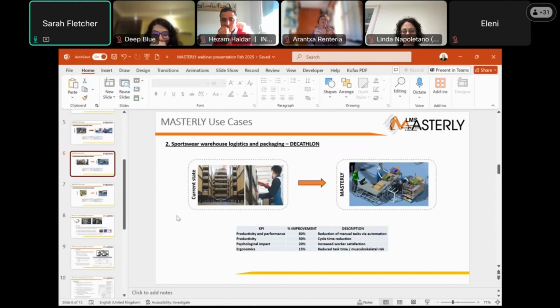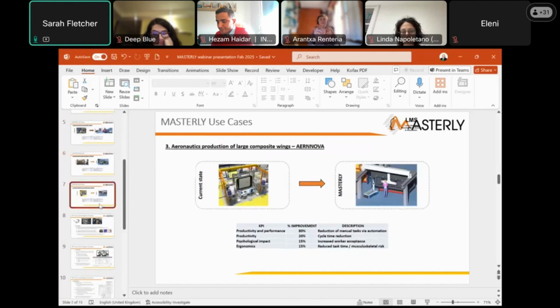And again, we have a productivity and performance target of about 80% improvement by reducing the manual tasks using automation, reducing cycle time, increasing, in this case, worker satisfaction as well as acceptance, and, again, the 15% reduced musculoskeletal risk target.